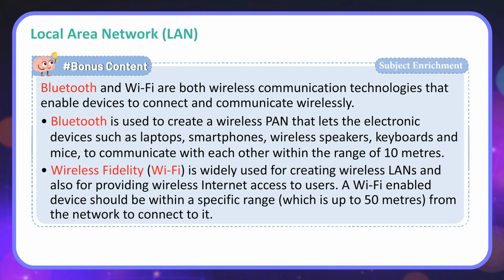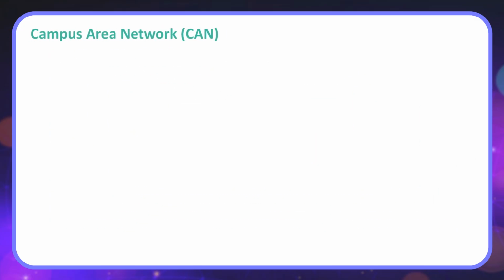Wireless Fidelity, Wi-Fi, is widely used for creating wireless LANs and also for providing wireless internet access to users. A Wi-Fi-enabled device should be within a specific range, which is up to 50 meters, from the network to connect to it. Campus Area Network, CAN.